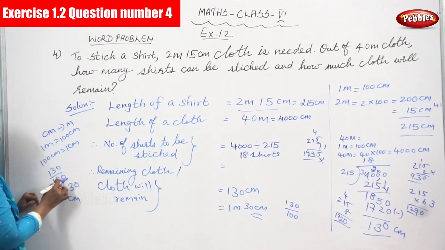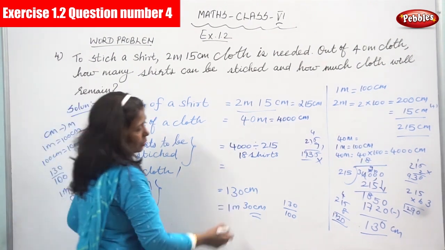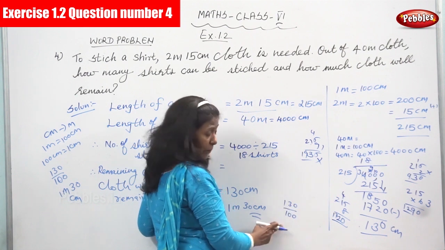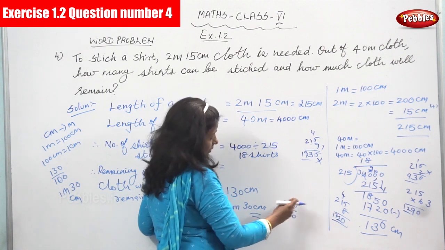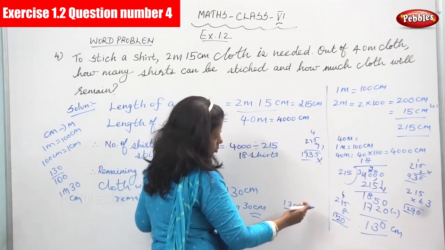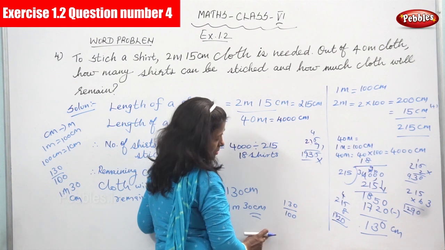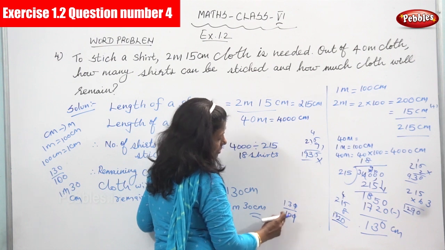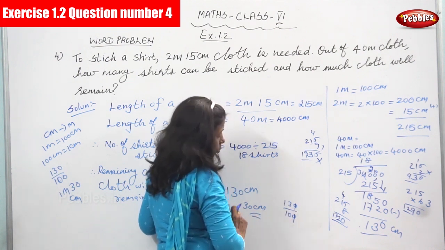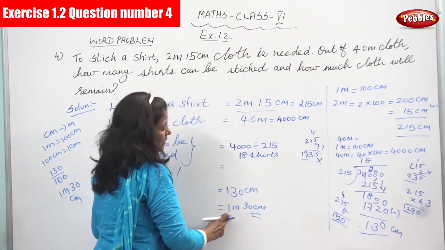You have to take down the last 2 digits; last 2 digits means 30. I'll repeat once again: 130 centimeters divided by 100, you just take out the last 2 digits. That means 1 meter and 30 centimeter. If you want to cancel the 0, you can, only 30. 13 by 10 means 1.3. Better you can do it like this only. So 130 centimeter is converted into 1 meter and 30 centimeter.